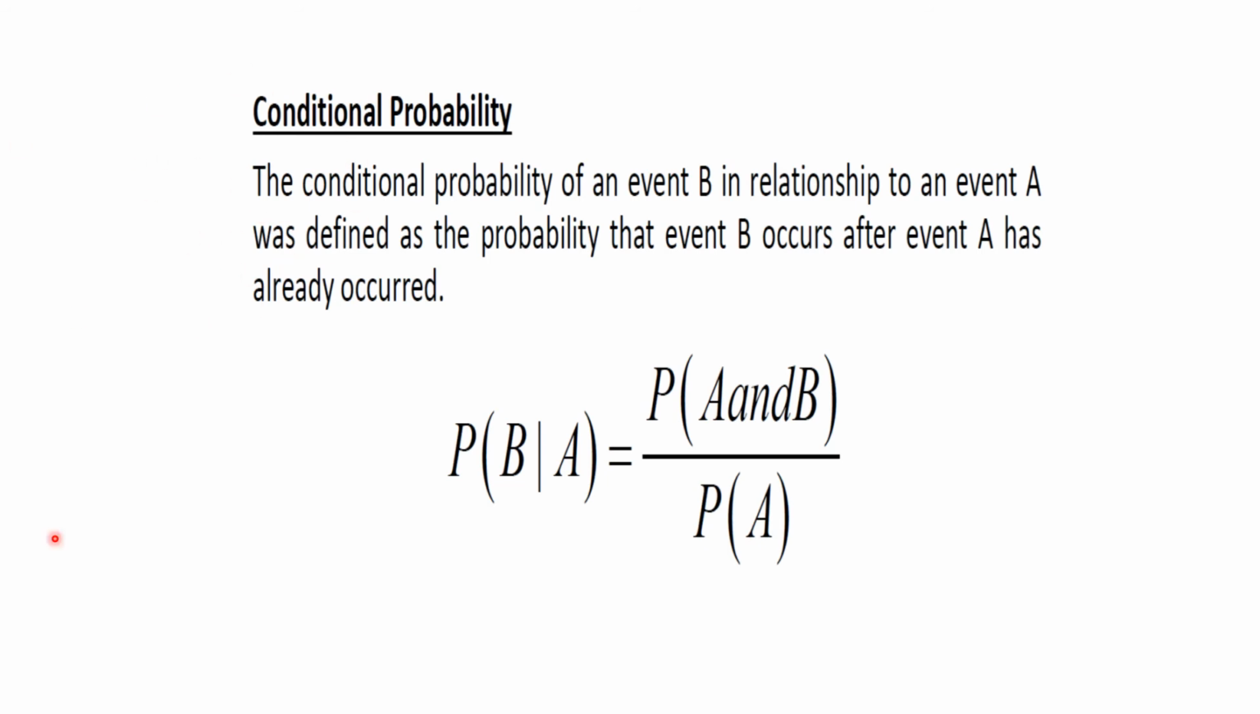Next, the third type of probability is conditional probability. The conditional probability of event B in relationship to event A is defined as the probability that event B occurs after event A has already occurred. So you must make sure one event occurs before or after the other. Then you can use this formula to do the conditional probability calculation.